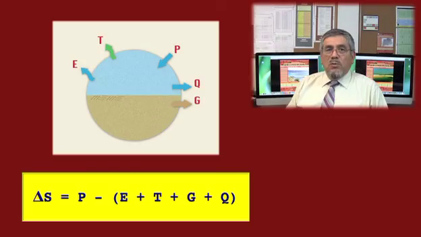The hydrologic budget is an accounting of the various transport phases of the hydrologic cycle. The following budget considers both surface and groundwater, where delta S is the change in storage, P is precipitation, E is evaporation, T evapotranspiration, G groundwater flow out of the catchment, and Q surface runoff out of the catchment.